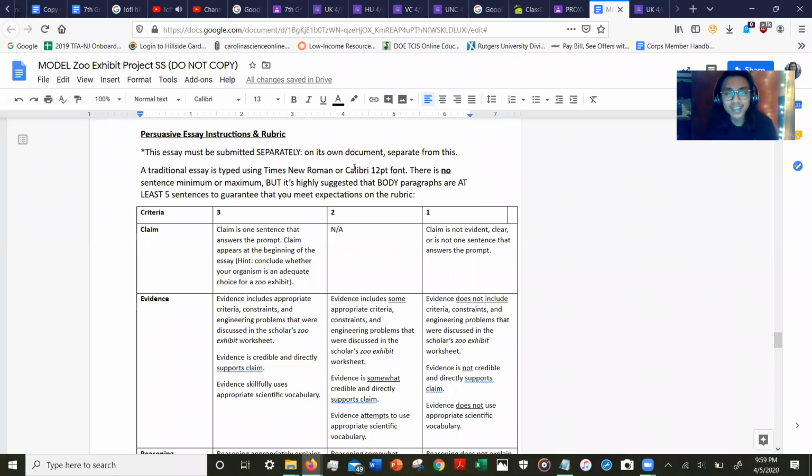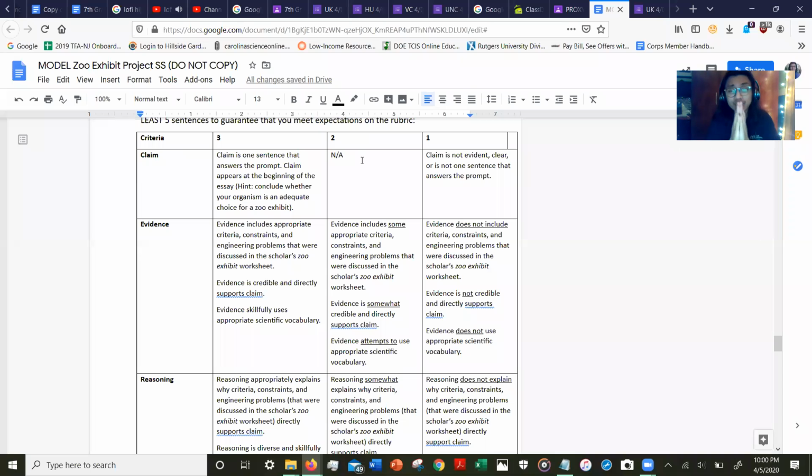Now, a traditional essay is typed using Times New Roman font or Calibri font. Make sure it's 12 point. Other than that, unlike ELA, I have no sentence minimum or maximum, no paragraph minimum or maximum, but it still must follow this rubric I'm about to tell you. And quick side note, I'm advising that you at least write 5 sentences per paragraph so that you know that you at least reach the expectation. It seems if you write less than that, you're missing something. But that's just a little tip or trick. Let's jump right into the rubric.